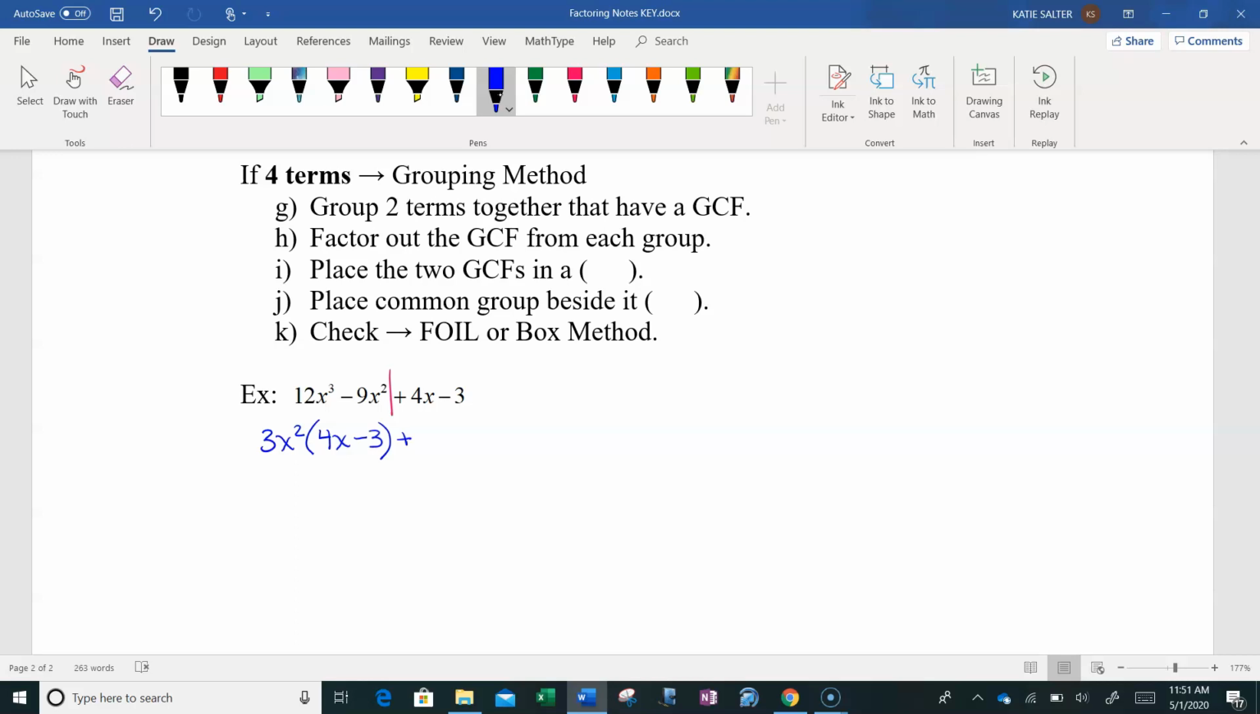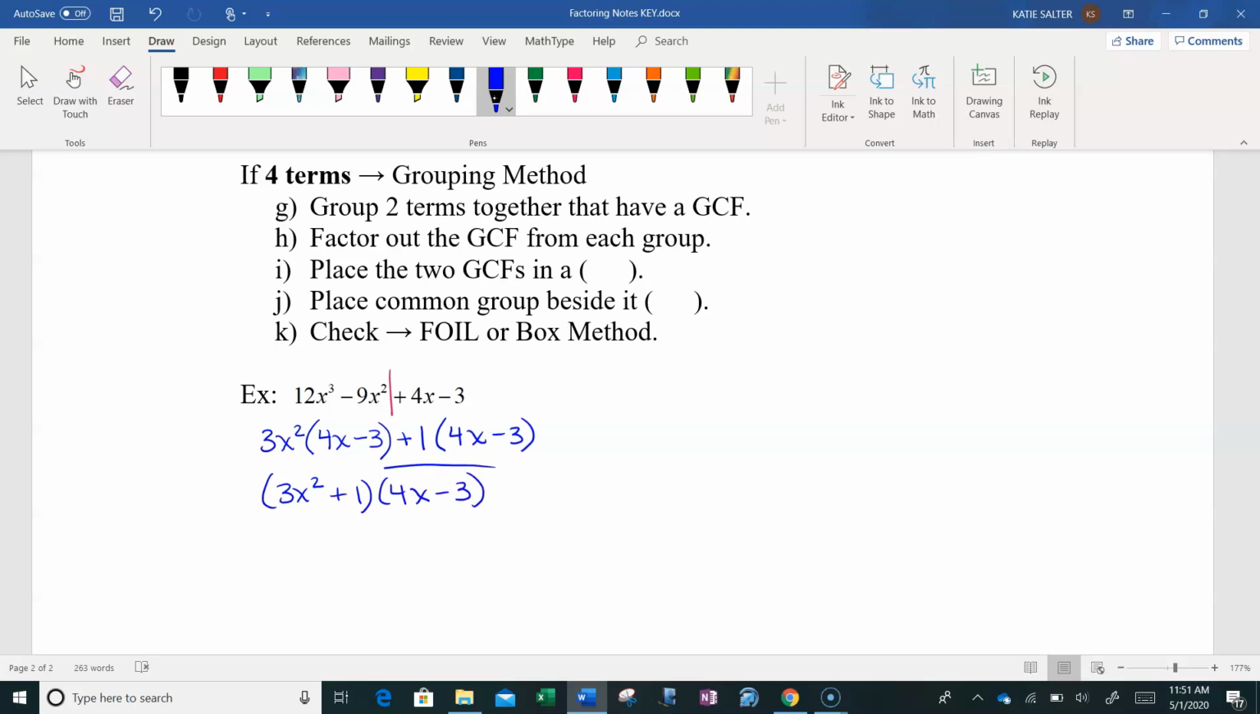And we must factor something out. So if we think there's nothing in common, everything has one in common. One divides into every number or term that we have. So right here, we're going to factor out that 1, and then that leaves us with that 4x minus 3. So we put our two GCFs together, 3x squared plus 1, and then we're going to put our common group beside it, 4x minus 3.